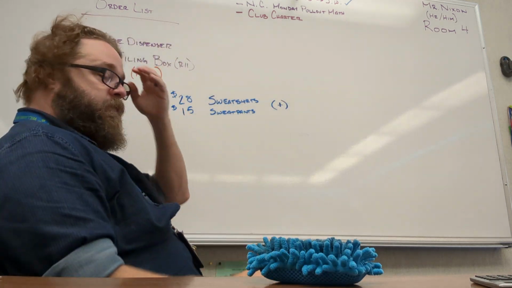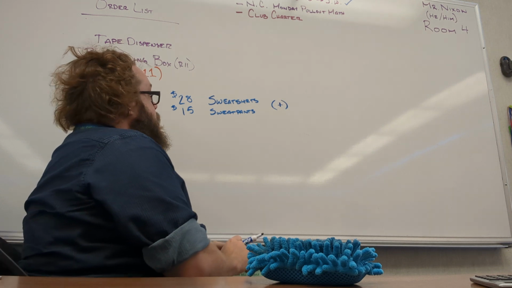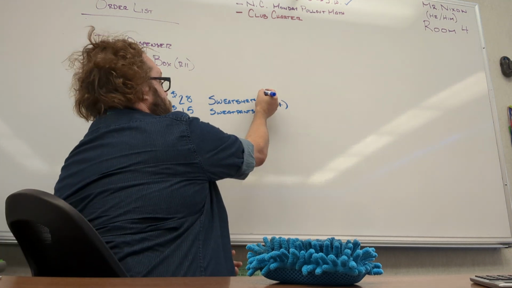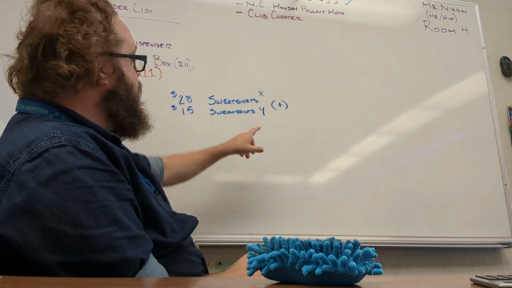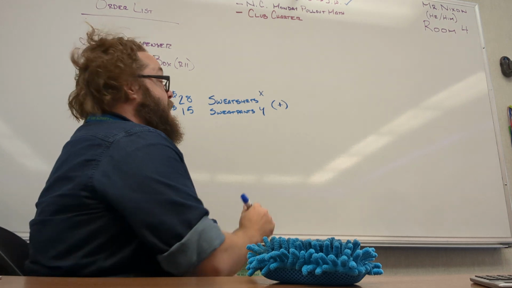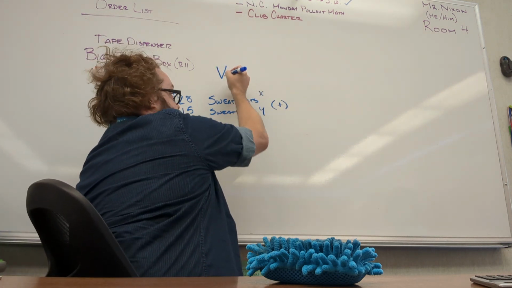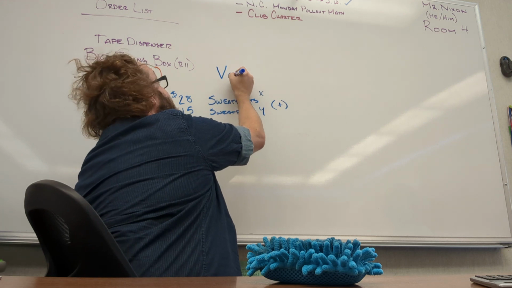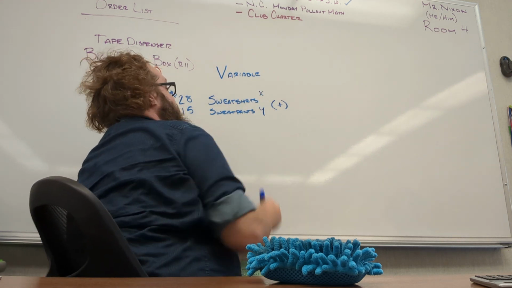Write an algebraic expression to represent the total cost if X players want sweatshirts and Y players want sweatpants. Okay, so we don't know the number of people that want sweatpants or sweatshirts. We just know it's X and Y. So we're going to use these. And what are these called again? A letter, which is called a variable. A variable, my man. Exactly, a variable.